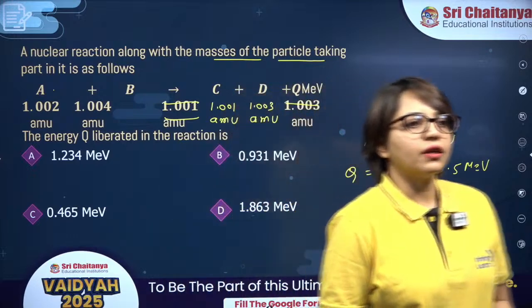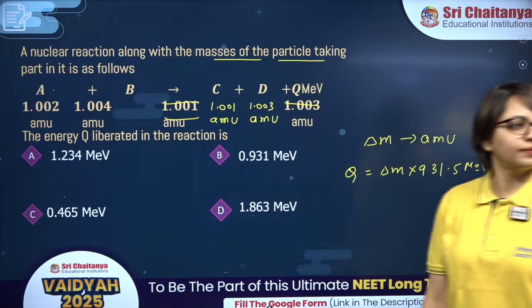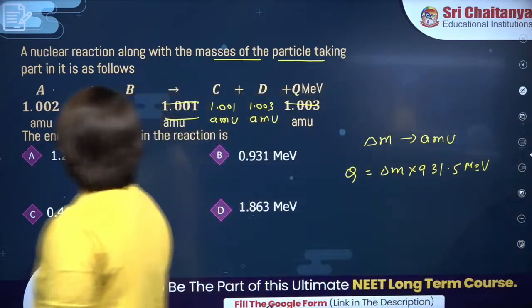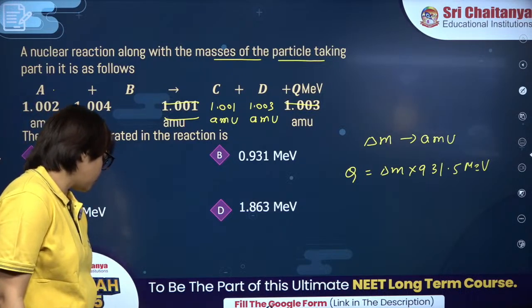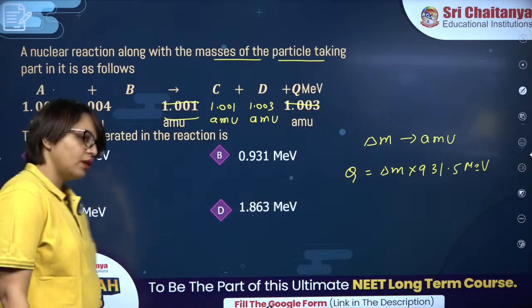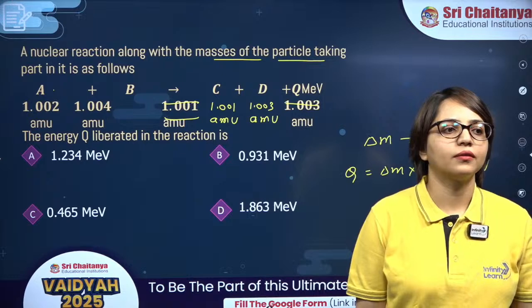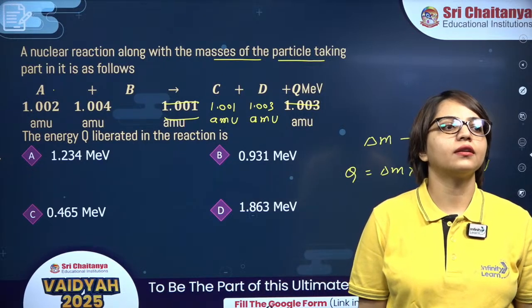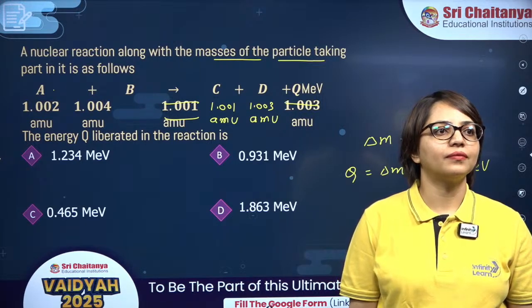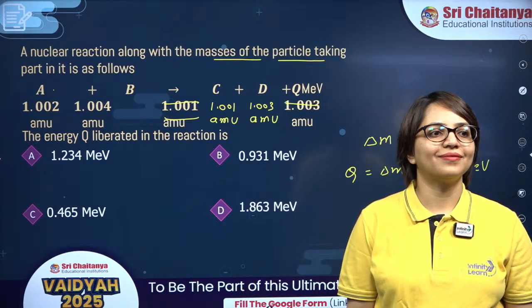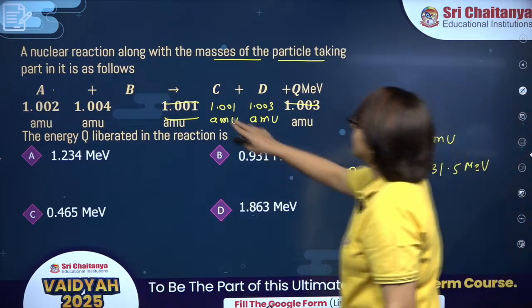Chaliye, try this one. This is one of the easiest questions from nuclear physics. Now we don't have radioactivity, so you might get questions based on nuclear reactions and nuclear energies. Option D, well done.